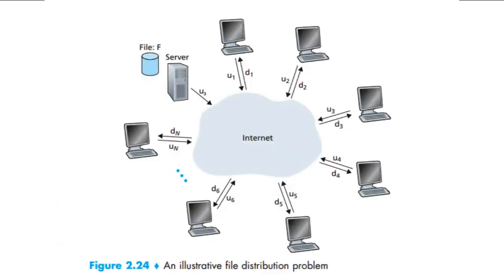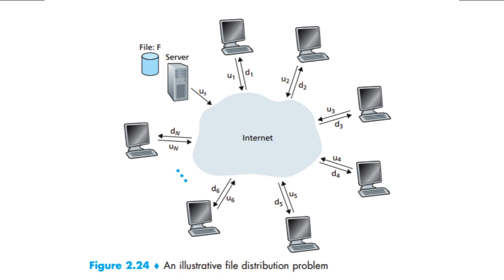Let us first determine the distribution time for the client-server architecture, which we denote by D_cs. In the client-server architecture, none of the peers assists in distributing the file. We can make the following observation. The server must transmit one copy of the file to each of the N peers. Thus, the server must transmit NF bits, since the server upload rate is u_s. The time to distribute the file must be at least NF/u_s.